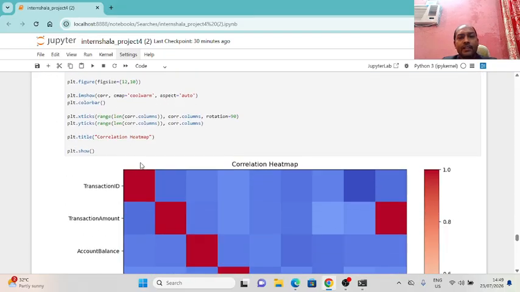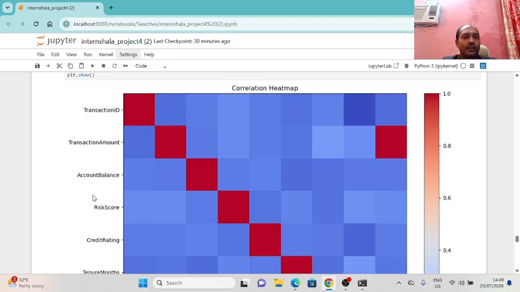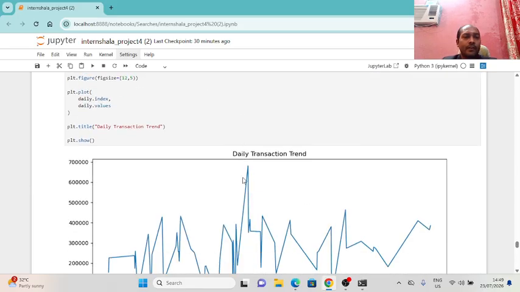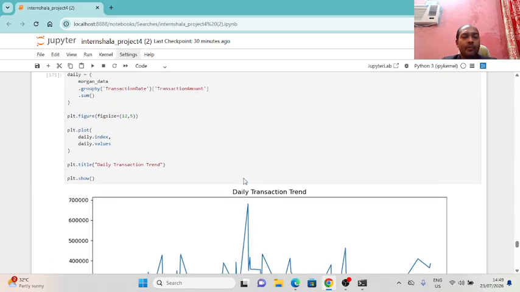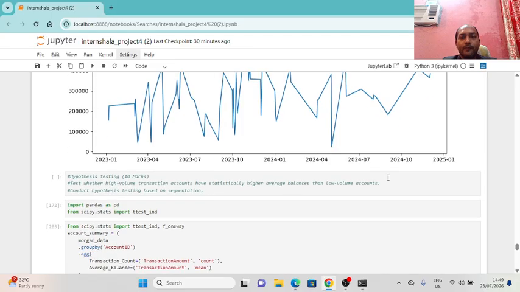Here I have calculated the correlation heat map. I have correlated all the data with the transaction ID, transaction amount, and account balance. And then I have plotted the daily transaction trend. So we can see that the daily transaction trend is highly fluctuated, with a lot of credit and debit transactions happening.